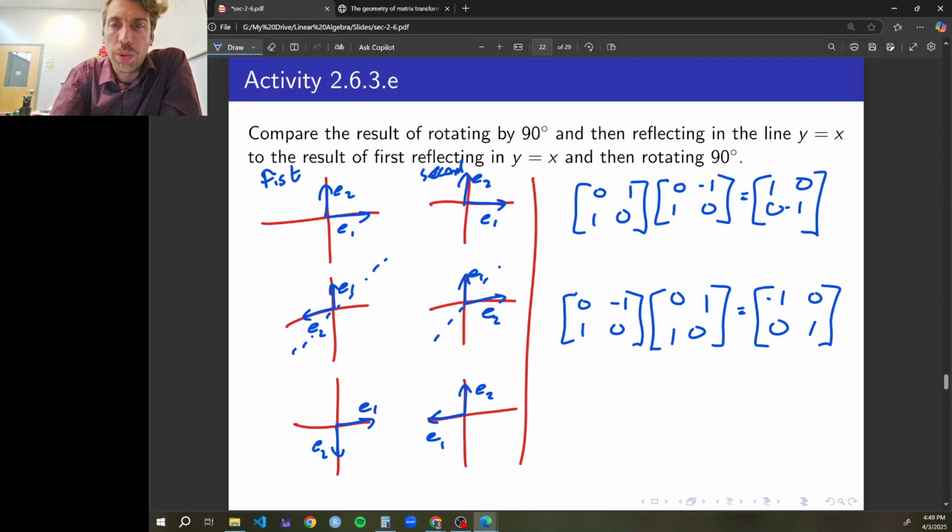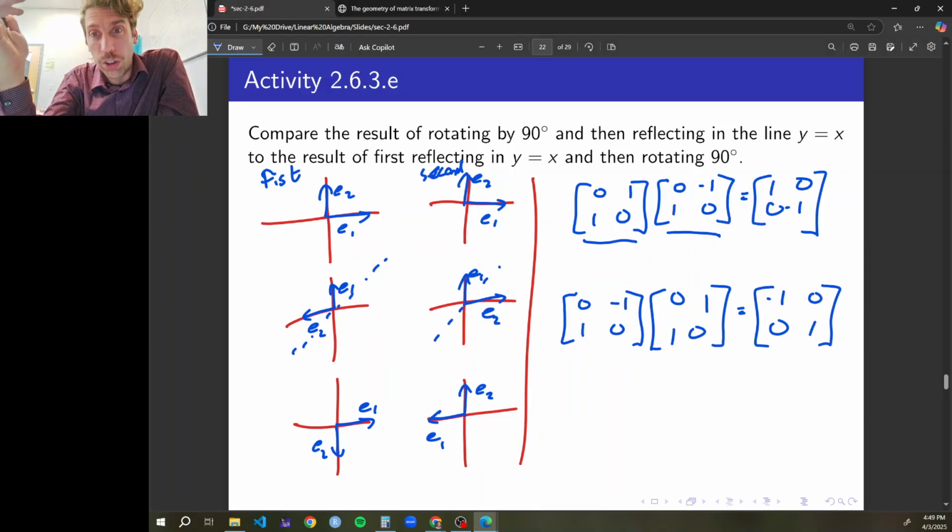And that matches when we do matrix multiplication. Remember, this is the 90 degrees. This is the y equals x reflection from above. So notice that the one I'm doing first is on the right because the matrices are kind of like functions. And so the one closest to the variable is the one you're doing first. And so then multiplying those together, you get 1, 0, 0, negative 1, which matches e1 going to itself, e2 going to the negative of itself.